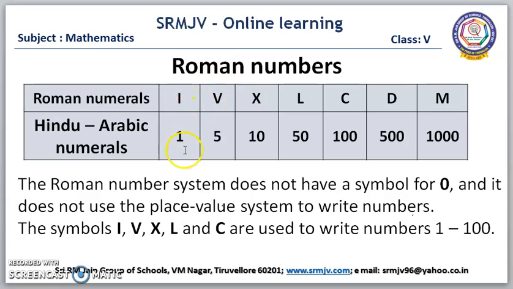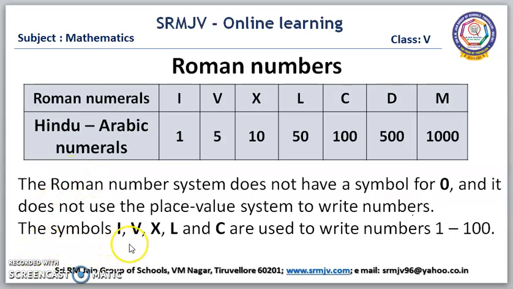The value of I is 1, the value of V is 5, the value of X is 10, the value of L is 50, the value of C is 100, the value of D is 500, the value of M is 1000. The Roman number system does not have a symbol for 0. There is no symbol for 0, and it does not use the place value system to write numbers.